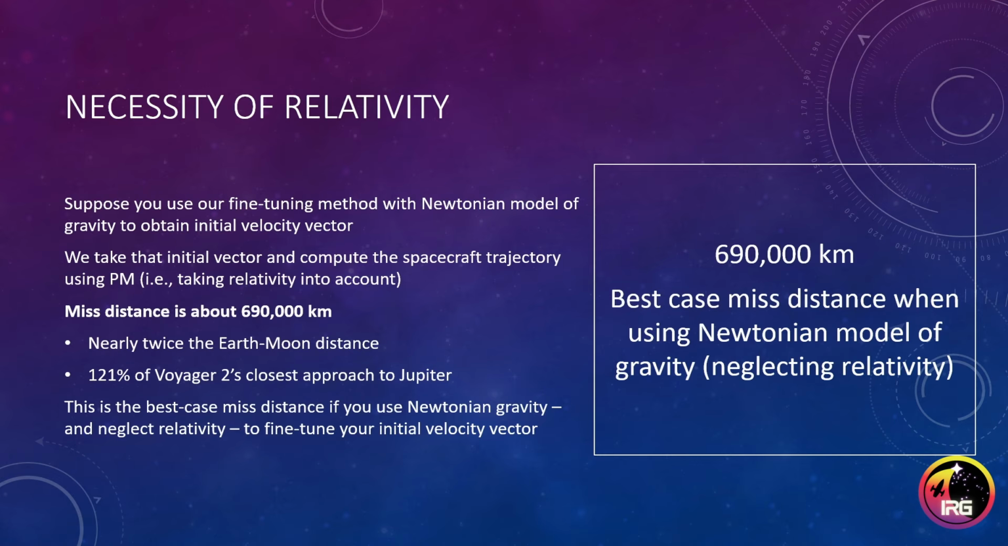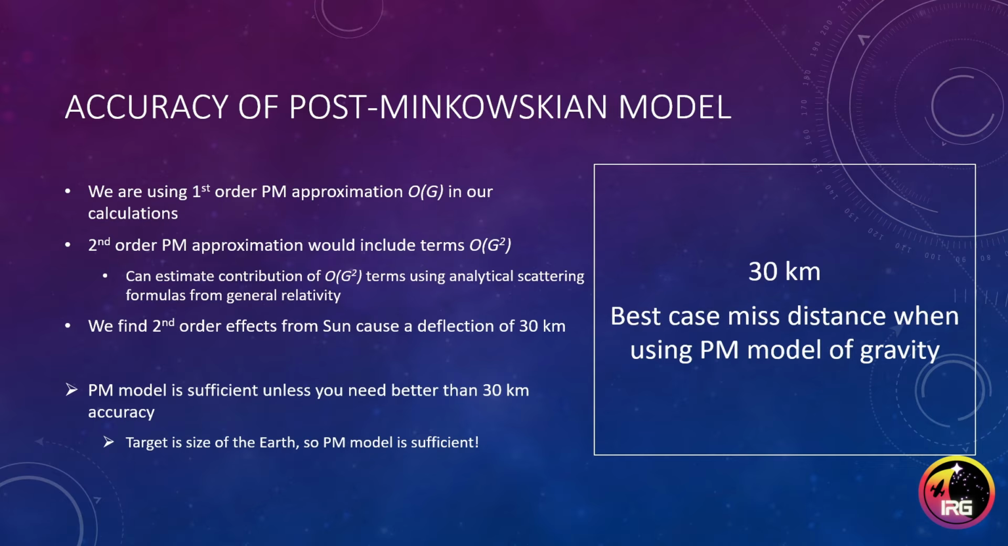What about Post Minkowskian gravity? That's the model that we're using. What's its accuracy? We're using a first order Post Minkowskian approximation to general relativity. So that's to the first power of Newton's constant. If you include the second order term, the G squared term in the power series expansion, you would have a second order Post Minkowskian approximation, which is a better approximation than the first order. We can estimate the contribution of the G squared terms using analytical scattering formulas from general relativity. We derive these scattering formulas in our paper.